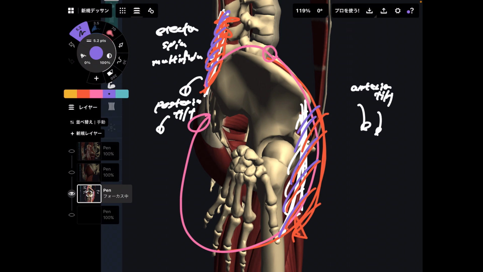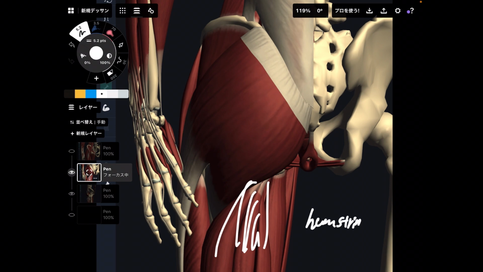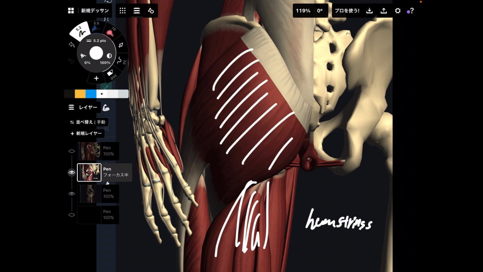So let me explain posterior tilt muscles. Posterior tilt muscles are opposite from anterior tilt. I want to talk about two big muscle groups. The first muscle group is this one, the hamstrings. It's on the backside, a very strong posterior tilt muscle. And the other muscle is this, gluteus maximus.